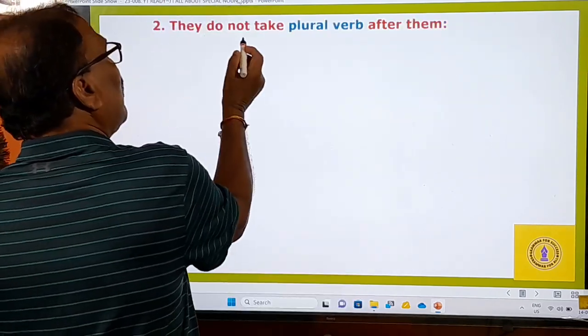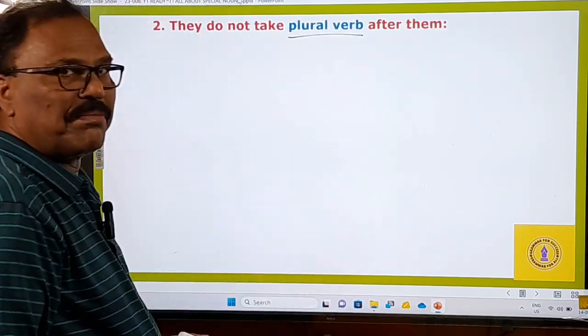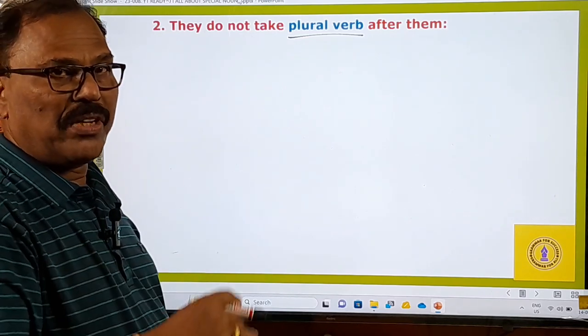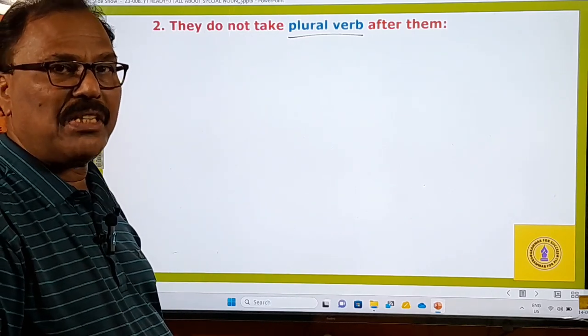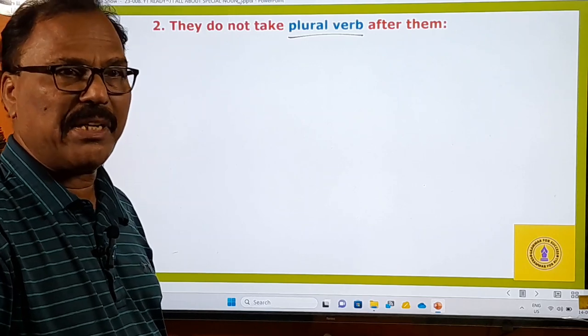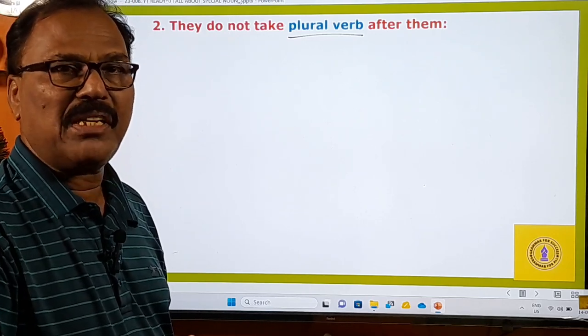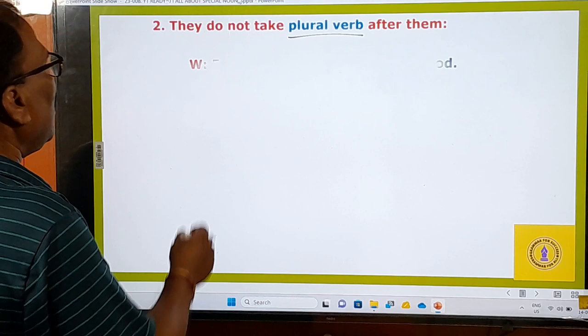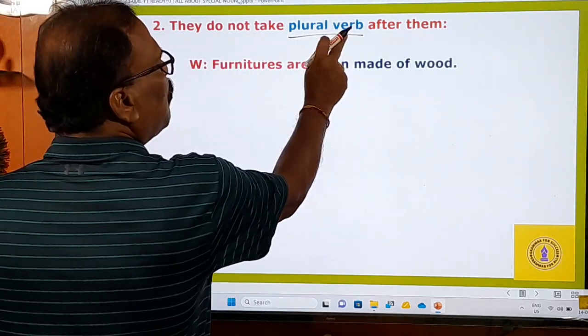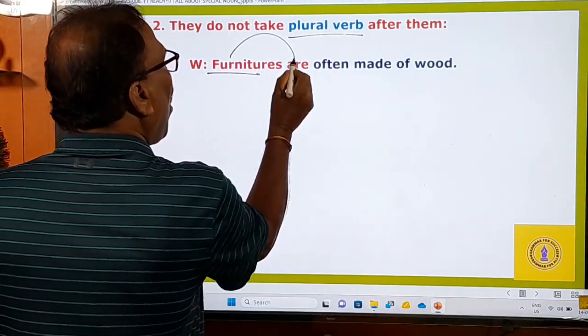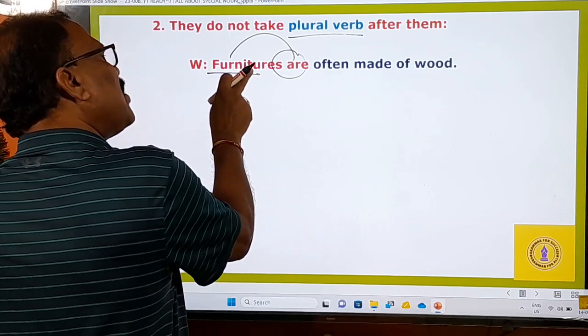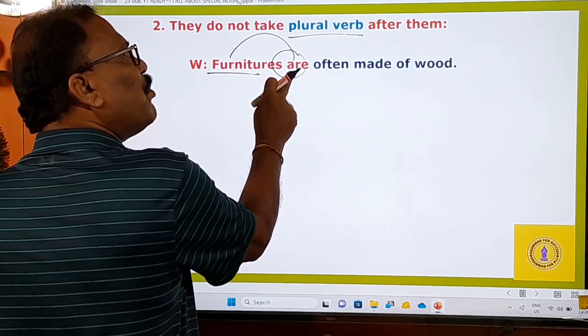And next one, they do not take a plural verb after them. The first rule is okay. They do not have a plural form, but in the examination, they give a plural form. You must correct it by using a singular form. Okay, right. And here, they do not take a plural verb after them. Furnitures are. When furniture itself is wrong, how can it take a plural verb?